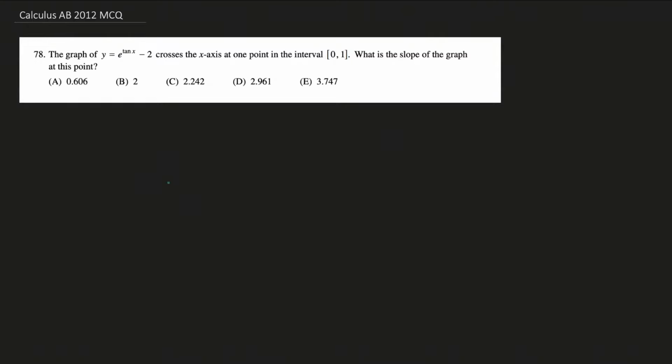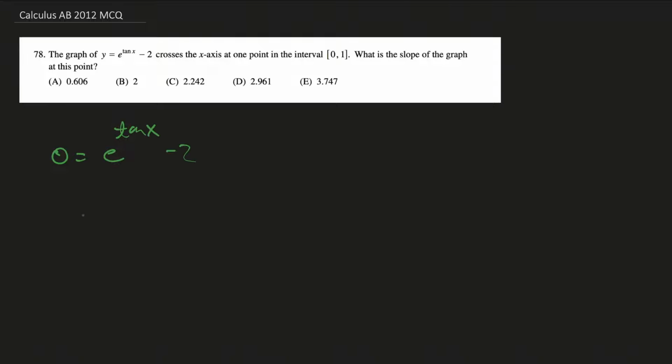Number 78. The graph of y equals e to the tan of x minus 2 crosses the x-axis at one point in the interval 0 to 1. What is the slope of the graph at this point? Well, we first have to determine where it crosses it. So we set this equation equal to 0 to see where it crosses the x-axis.